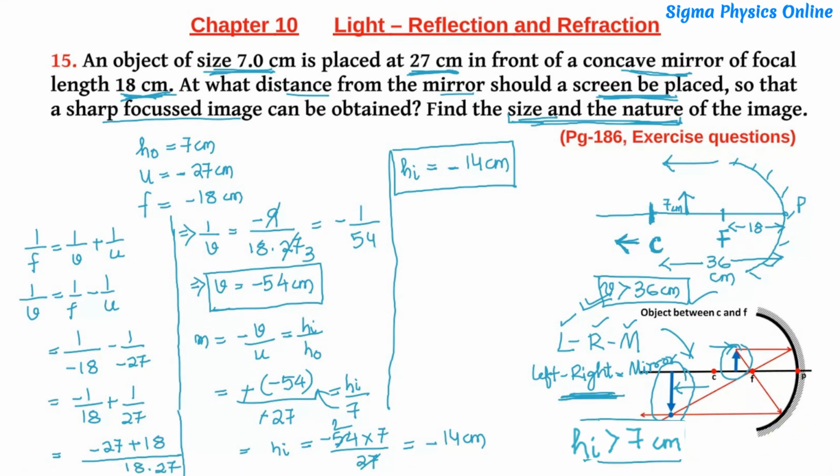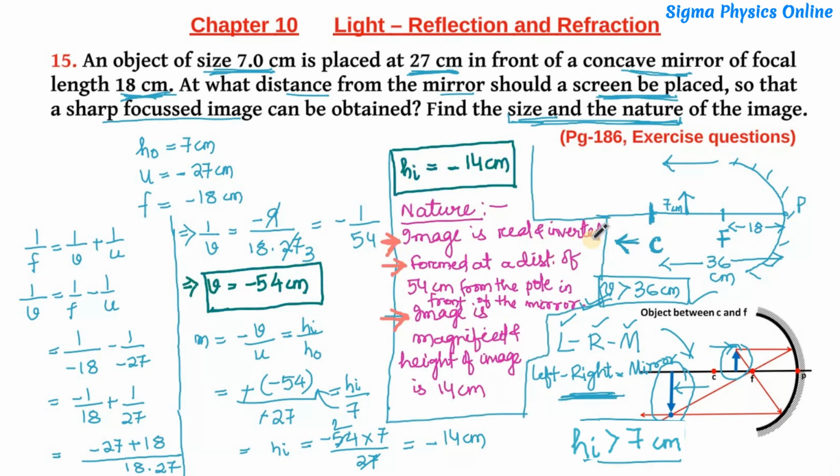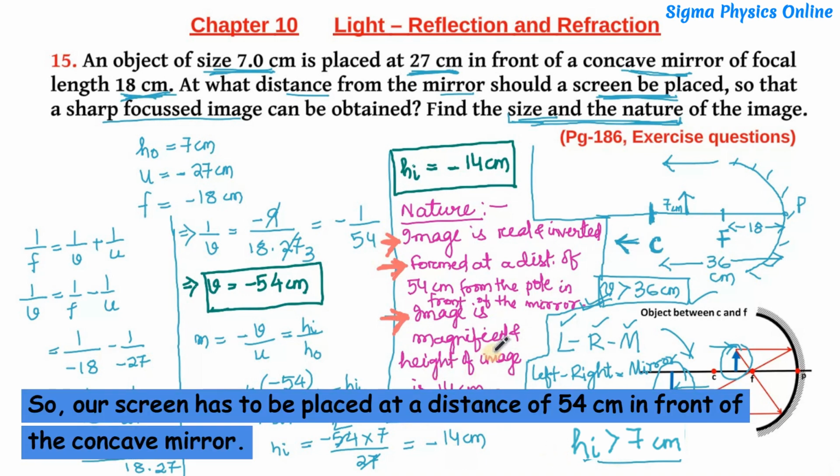So let's write down the nature of the image. The image is real and inverted. It's formed at a distance of 54 centimeter from the pole in front of the mirror. The third is the image is magnified and the height of the image is 14 centimeter. So these are the answers to this question.